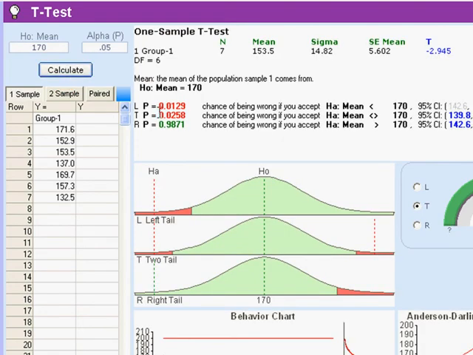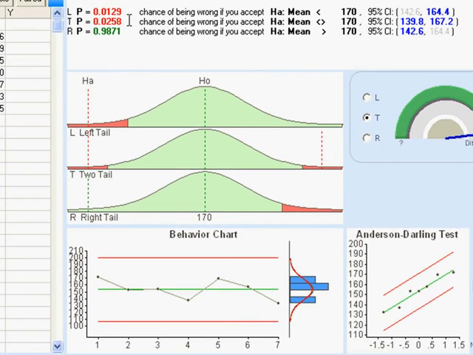And probably the first thing we would pay attention to would be the middle hypothesis. That is, there's only about a 2.5% probability of being wrong if you assert that the population mean is now different from 170. So, yeah, it's time to readjust the machine.